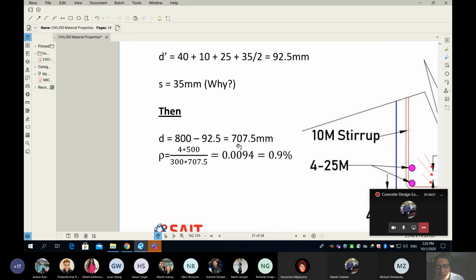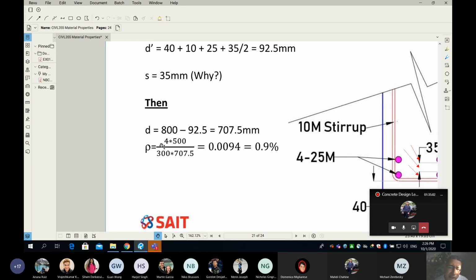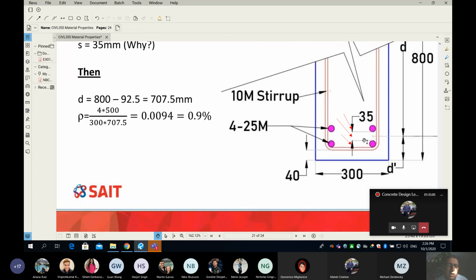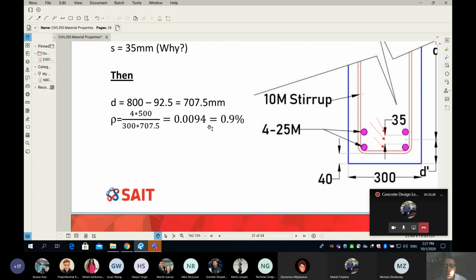Then finally, if we wish to find the reinforcement ratio, it's very simple. You divide by area of steel, and since we have 4 bars, here is the 4, and every one is 25M, which is 500 square millimeters. I bet you by the end of my course, you will memorize the cross-section area of a 10M, 15M, 20M, and 25M. Not more than that. That's what you need. Anyway, it's 0.0094, and as I said, we always express it as a percentage. So this is going to be 0.9%.